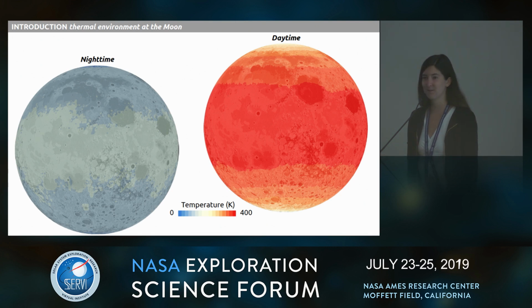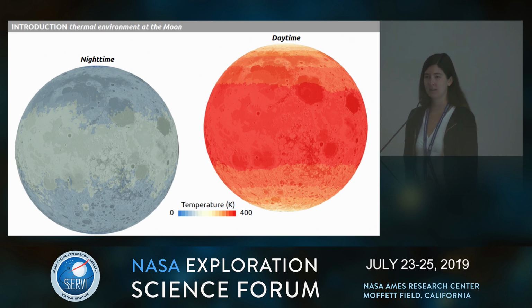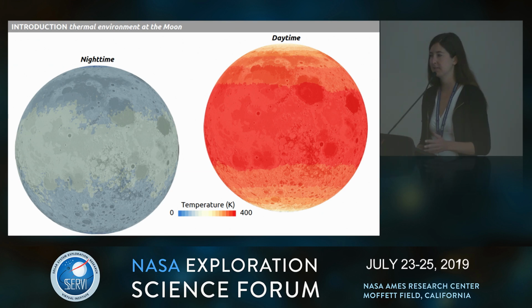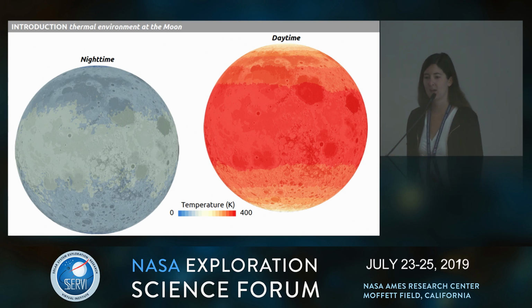So we know that the thermal environment on the moon is quite extreme. The moon rotates relatively slowly. It also doesn't have any appreciable atmosphere. And as a result, the temperature variations experienced in the equatorial regions can actually rise on the order of 400 Kelvin between midnight and local noon. And these temperature variations can cause important spectral changes in rock-forming minerals in the near-infrared wavelengths.